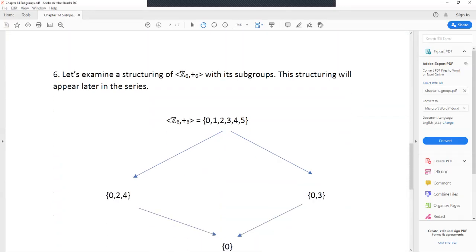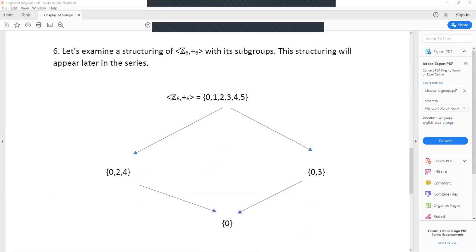Number 6. On number 6, we're just going to examine a structure. It does have a special name, and it will appear later in the series. But notice that if you take Z6 and you break it down to its subgroups, you would have the entire group itself. That would be in the top tier.